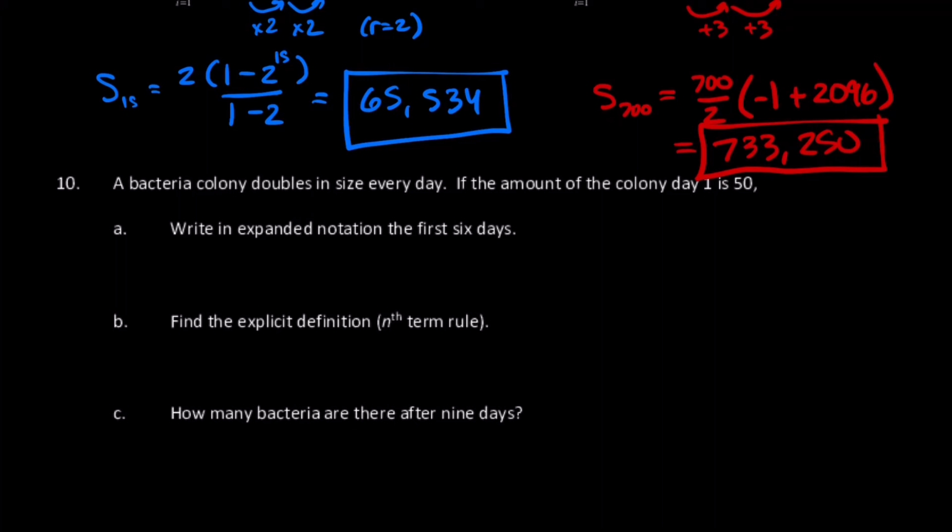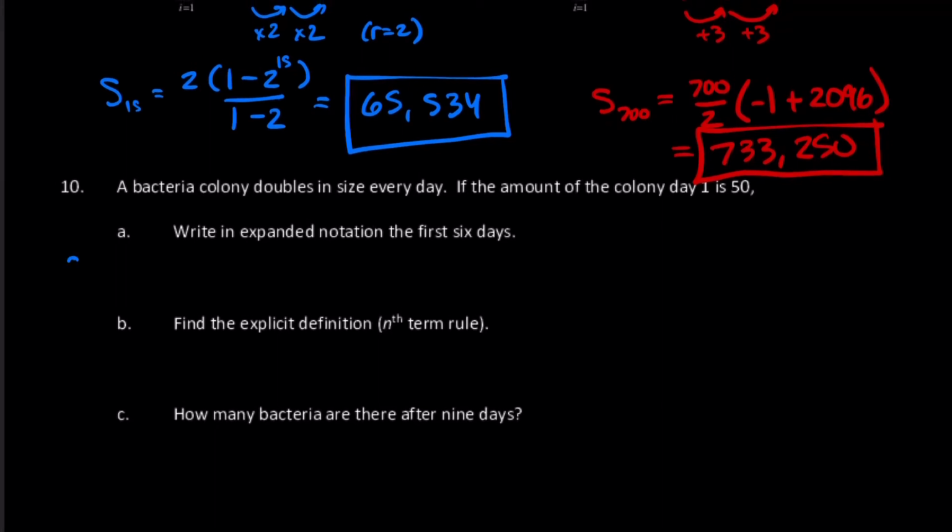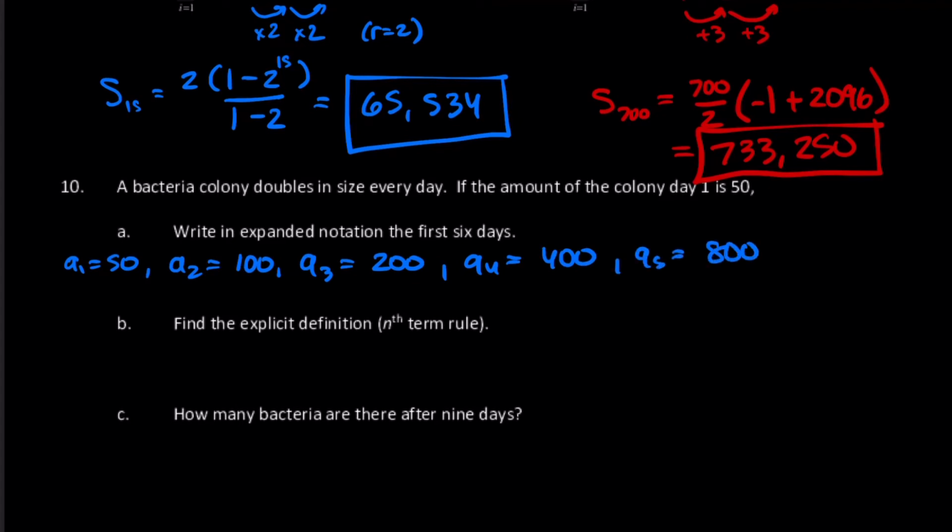So this says a bacteria colony doubles in size every day. If the amount of the colony on day 1 is 50, write in expanded notation the first 6 days. So it doubles, all right? What I need to do is write a series that just doubles, and it starts at 50. Okay, well, that's not too hard. A sub 1 is 50. A sub 2, well, you double that, that'd be 100. A sub 3, you double that, that's 200. A sub 4, you double that, that's 400. And A sub 5, you double that, that's 800. 6 days. All right, one more. A sub 6 equals 1600. I need to read the directions.